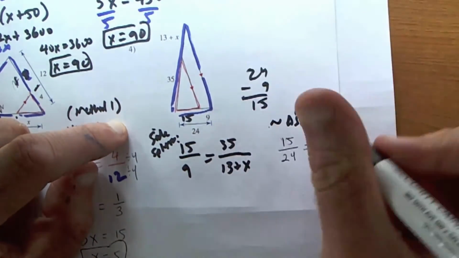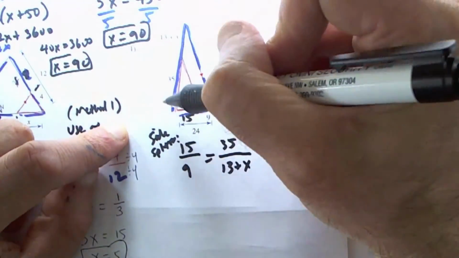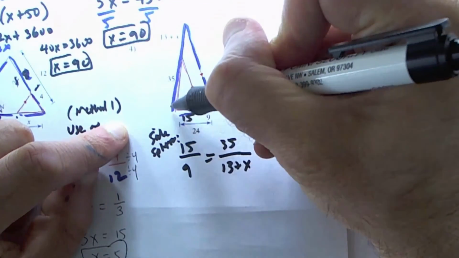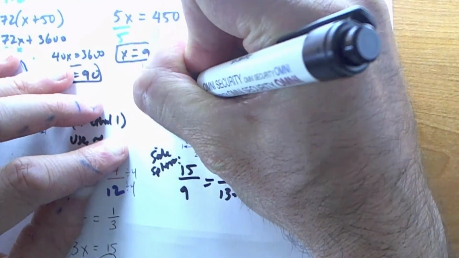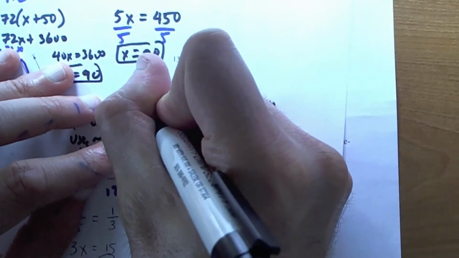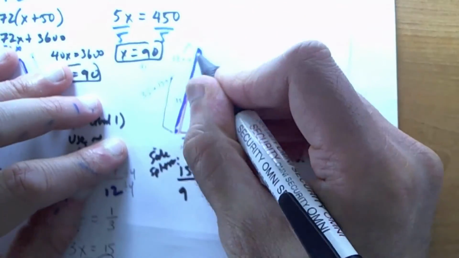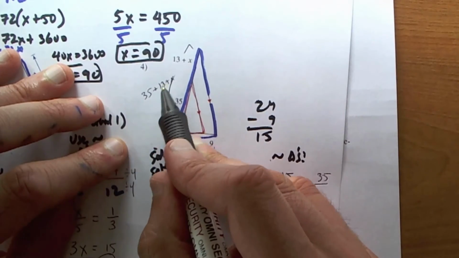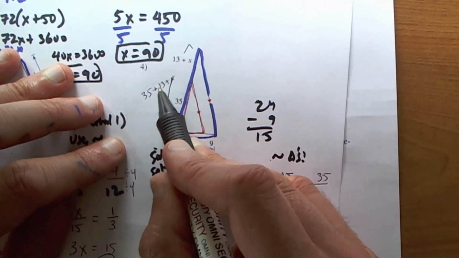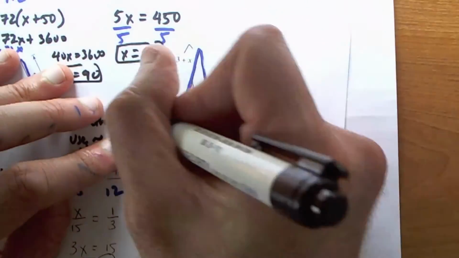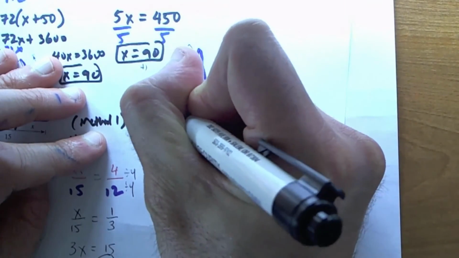So the red side is 35. The blue side you have to calculate yourself, so that's a little bit more work. So this whole blue thing right here would be 35 plus 13 plus x, right? You're combining 35 plus 13 plus x, and you can combine these like terms. 35 plus 13 is 48. That would be 48 plus x.